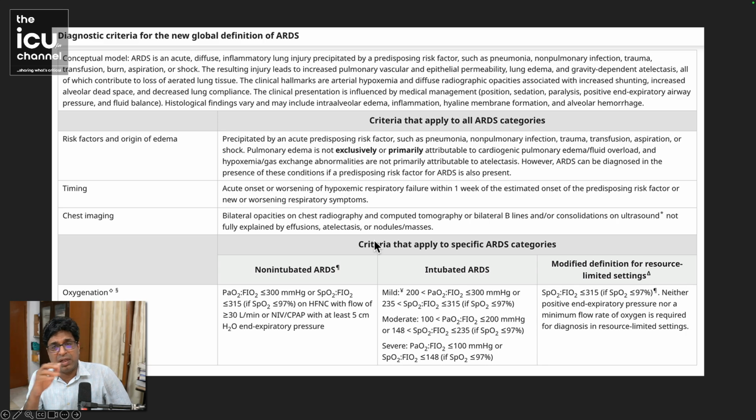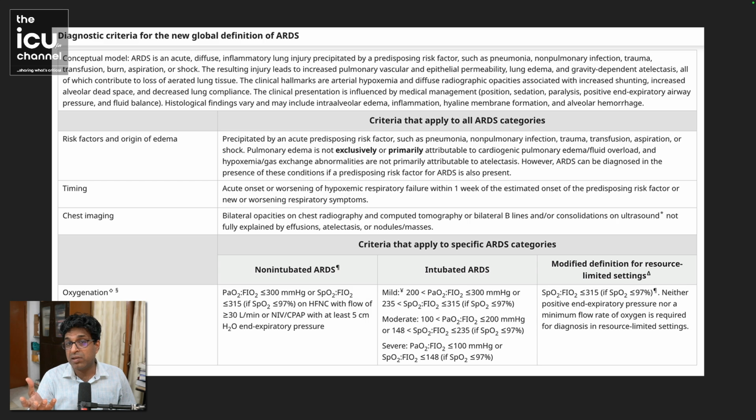Then if the patient is non-intubated, either the PO2/FiO2 ratio is less than 300 or the SpO2/FiO2 ratio is less than 315, provided the saturation is less than 97%. If the patient is on HFNC, the flow should be more than 30 liters per minute. If the patient is on NIV or CPAP, either EPAP or PEEP should be more than 5. If the patient is intubated, again the same: less than 300 PO2/FiO2 ratio, ARDS; between 200 and 300, mild ARDS; PO2/FiO2 ratio between 100 and 200, moderate ARDS; less than 100, severe ARDS.